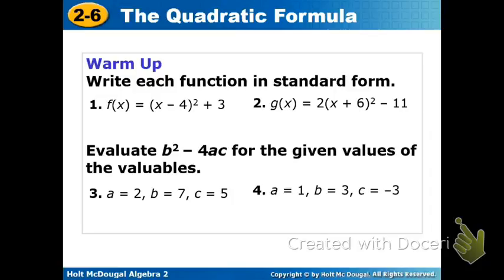Numbers 1 and 2 just says to write each function in standard form. So by now you guys should have standard form down. That's ax squared plus bx plus c. What that means is we got to get rid of all those parentheses and simplify as much as we can. So let me pull up another screen here and we'll get started with number 1.